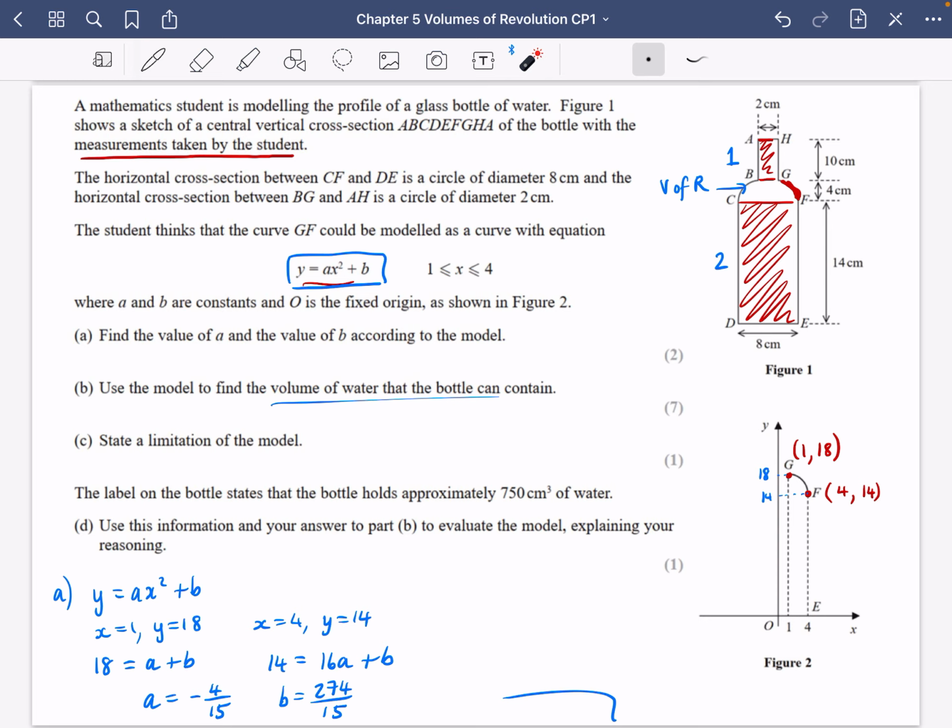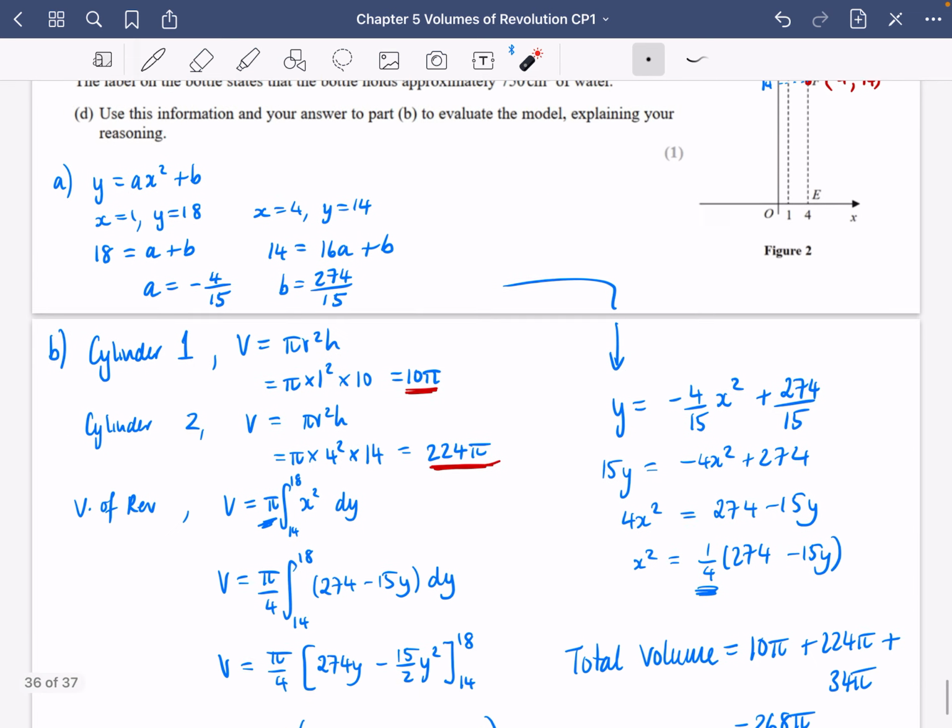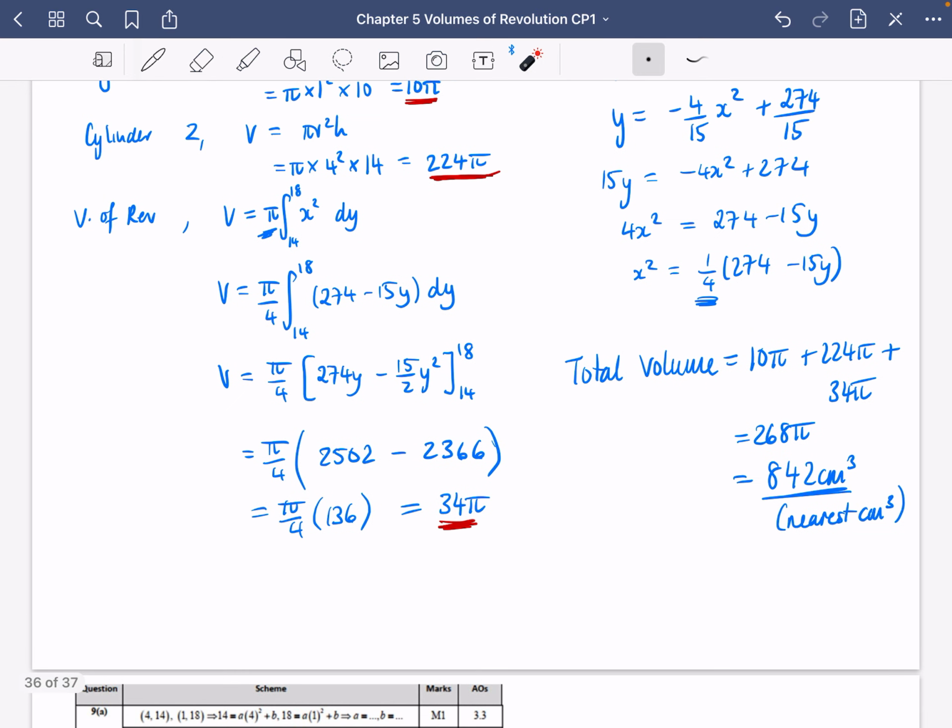Other things you could say for this is we haven't taken into account the thickness of the glass. This is implying that the glass is really, really thin. But I'm going to go for part C with maybe the measurements may not be accurate. So the measurements taken may not be accurate.